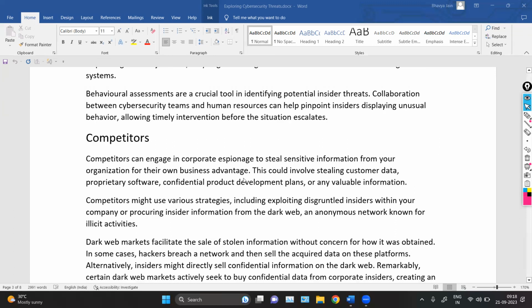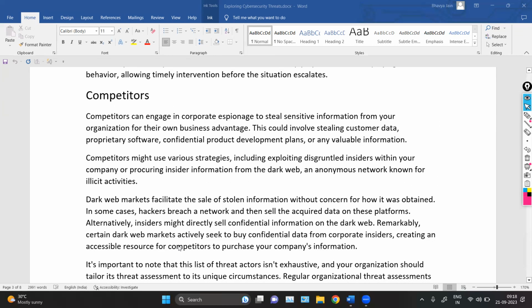Then we have competitors. Competitors can engage in corporate espionage to steal sensitive information from your organization for their own business advantage. This could involve stealing customer data, proprietary software, confidential product development plans, or any valuable information.